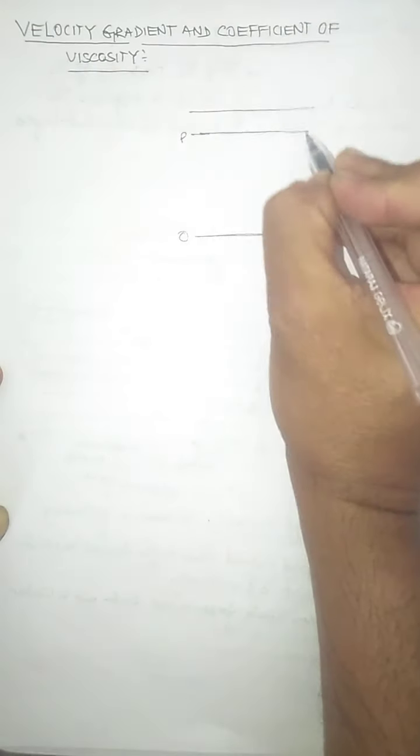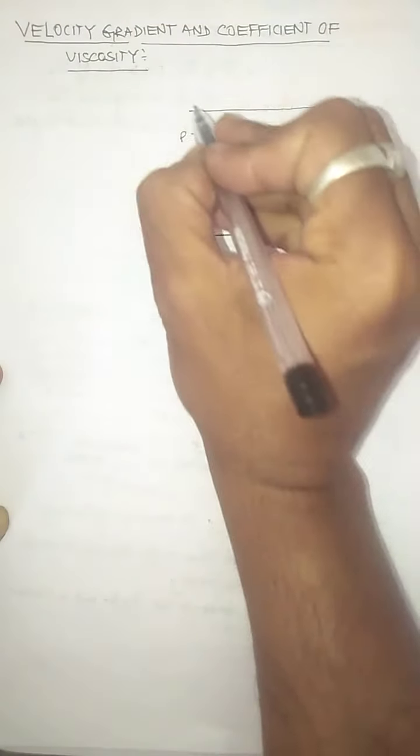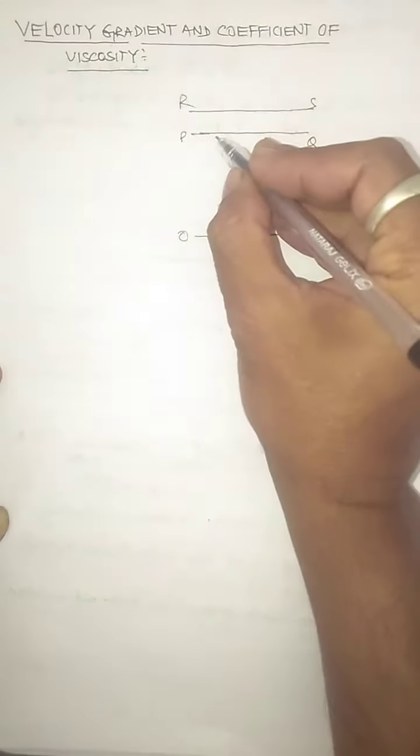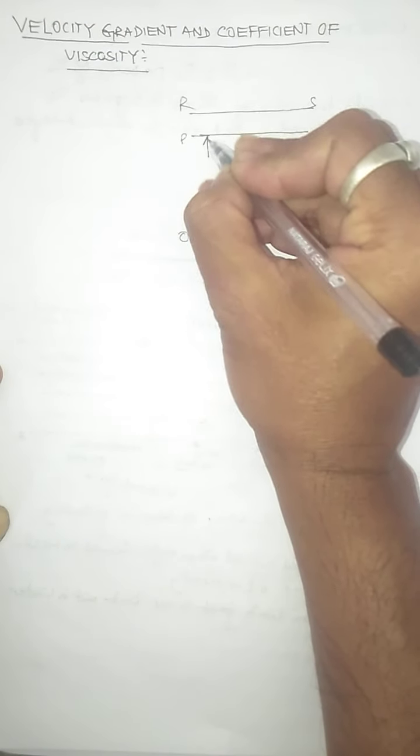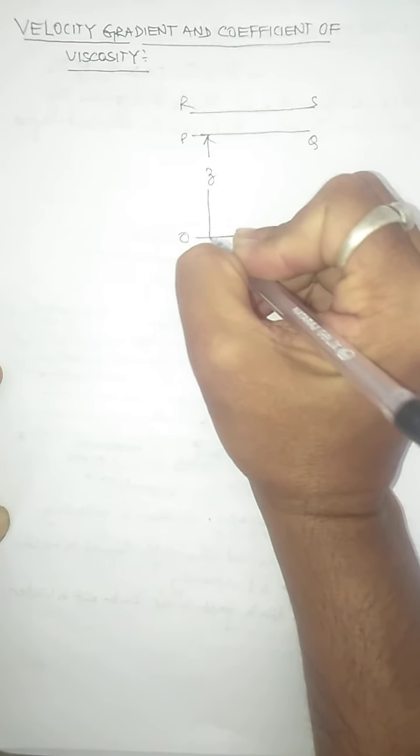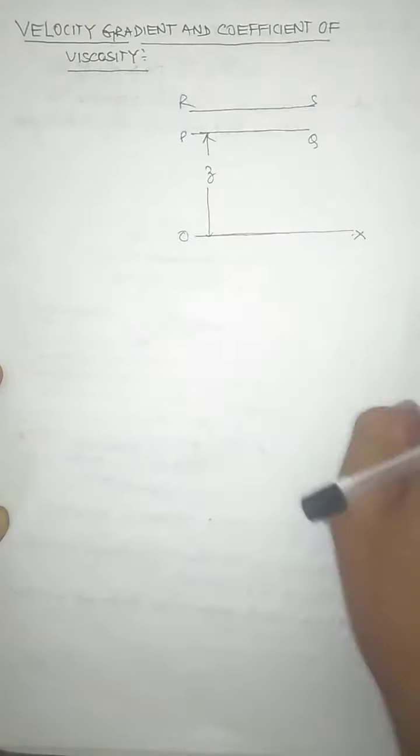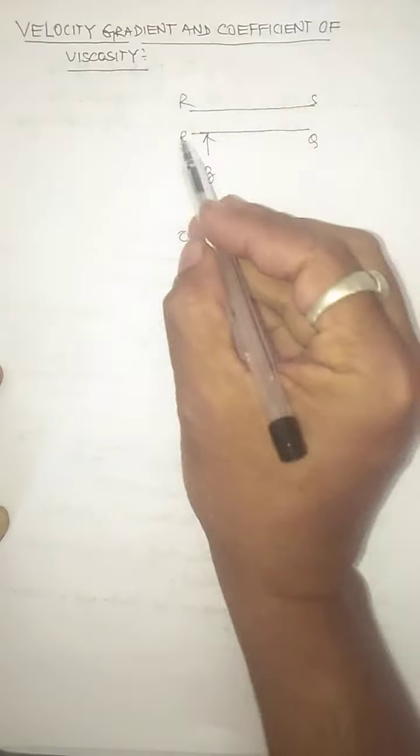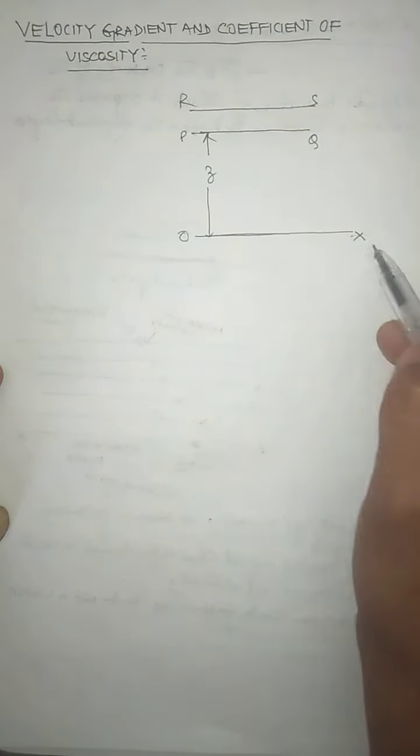Now in order to measure the velocity gradient, children, let me take two parallel layers. One is PQ, just giving the name, another say RS. These are the two adjacent layers I have taken. Now consider that layer PQ is at a distance Z from the horizontal surface. This surface is along the horizontal x-axis, but the length we are taking is along the z-axis. So the distance from PQ to the OX surface is Z.